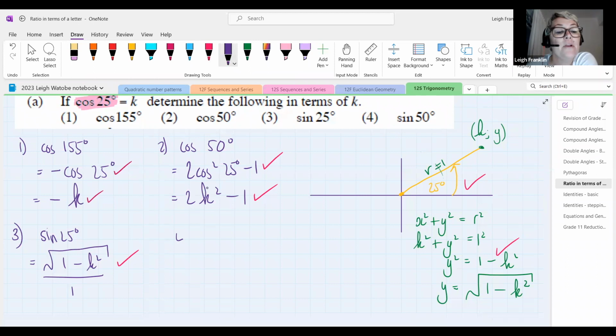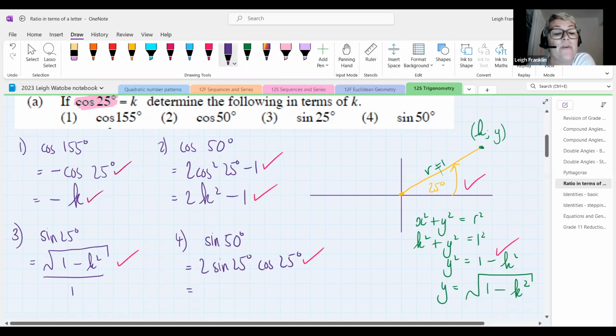Okay, and then the last one, the sine of 50. So hopefully all of us are thinking about our double angles again. Very important that you write 2 sine 25 cos 25. Okay, you're going to get marks for that. You've got to write what you get when you expand or reduce in trig. So you're going to get a mark for expanding and now another mark for subbing in.